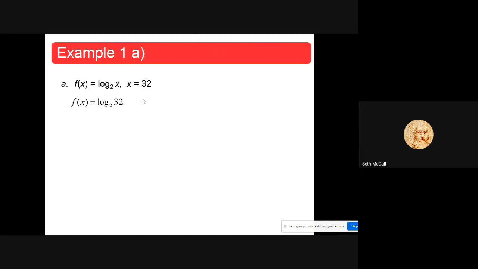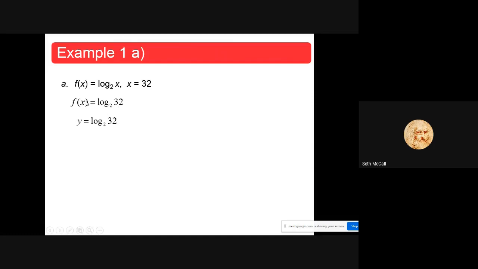Now, this is where the rule that I just showed you is going to come into play. When you have log base 2 of 32, we're going to convert this from logarithmic form, which is logarithmic form because it says log, into its exponential form.